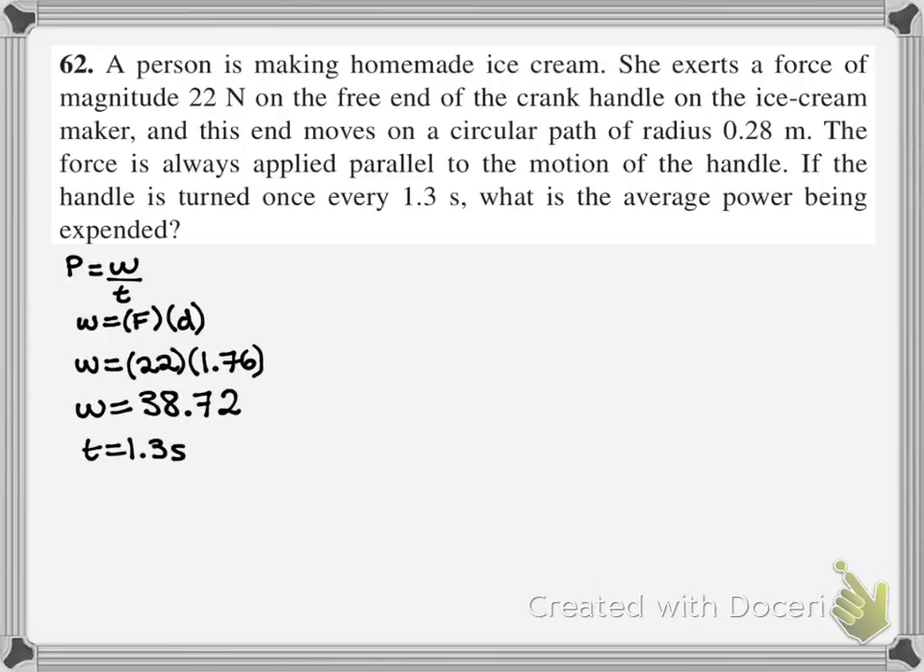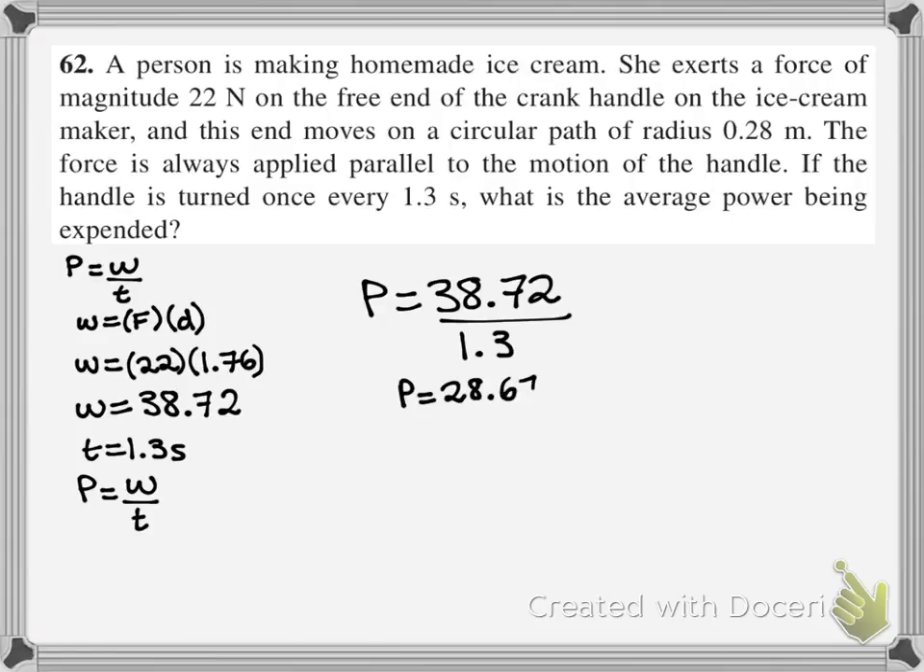Now, we know that the time was given in the problem, the time is equal to 1.3 seconds. So now we can find the average power by doing power equals 38.72 divided by 1.3. And then we will get the final answer, which is that power is equal to 28.67 watts.